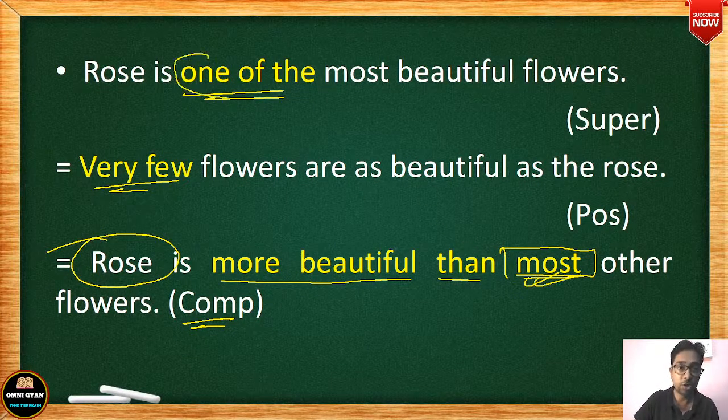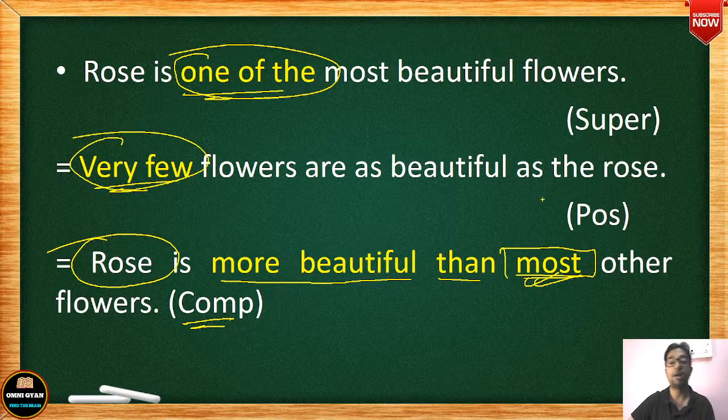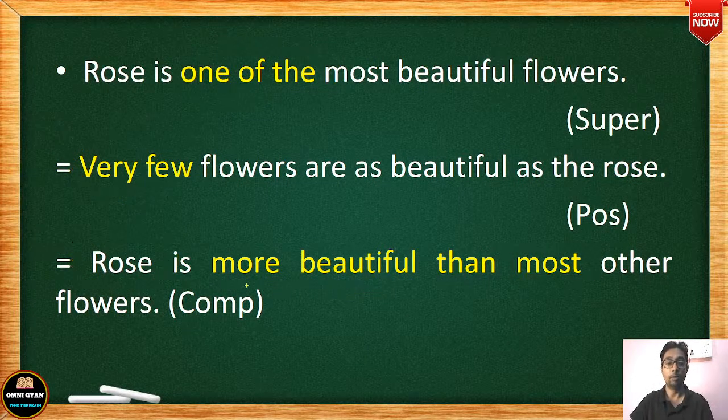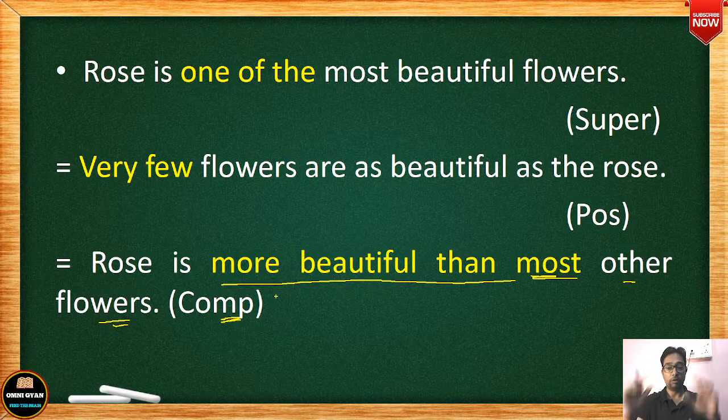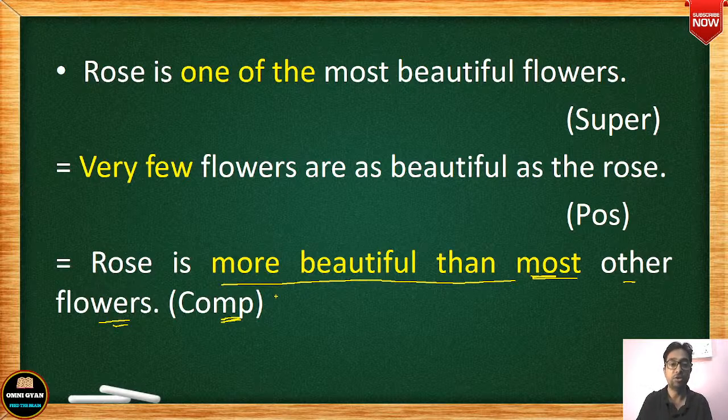अगर आपका क्वेश्चन वन ऑफ द या वेरी फ्यू से आस्क किया गया हो तो आप मोस्ट वर्ड यूज करेंगे यहाँ पे. सो रोज इज द, आई एम सॉरी, रोज इज मोर ब्यूटीफुल देन मोस्ट अदर फ्लावर्स. कंपैरेटिव डिग्री में आपका हो गया ये. रिमेंबर द स्ट्रक्चर और सेंटेंस को समझिए. नेवर चेंज द मीनिंग, यू कैन चेंज द स्ट्रक्चर ऑफ द सेंटेंस.